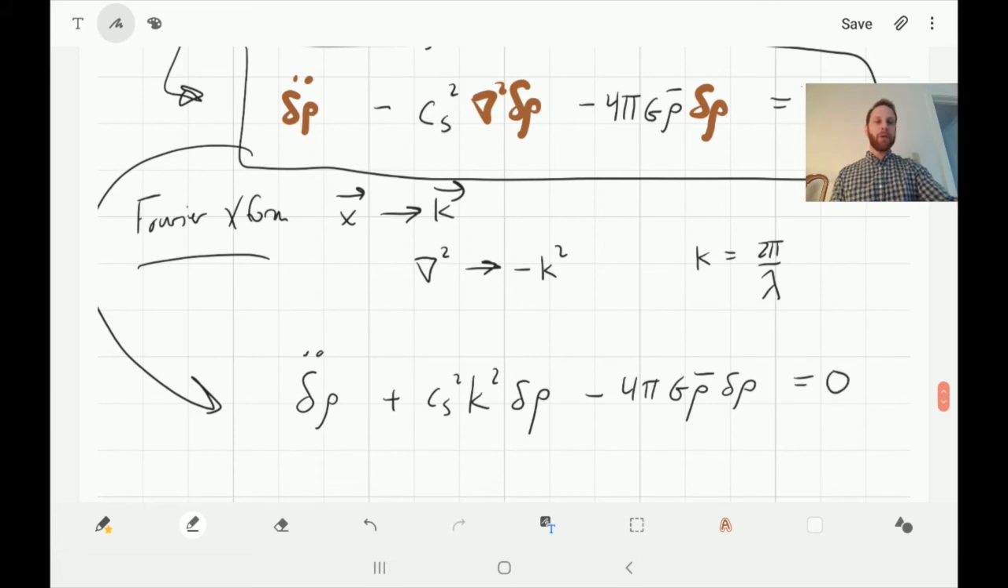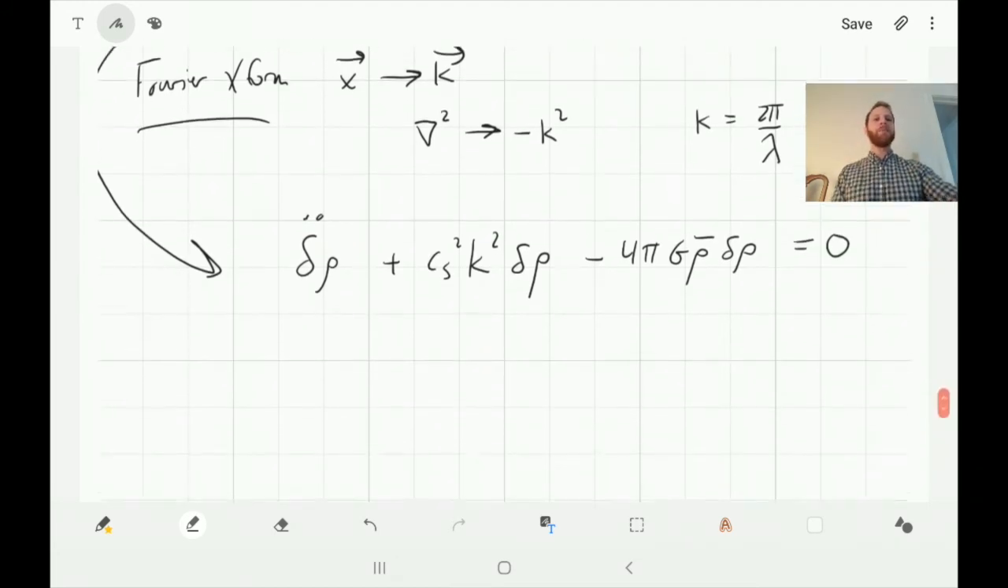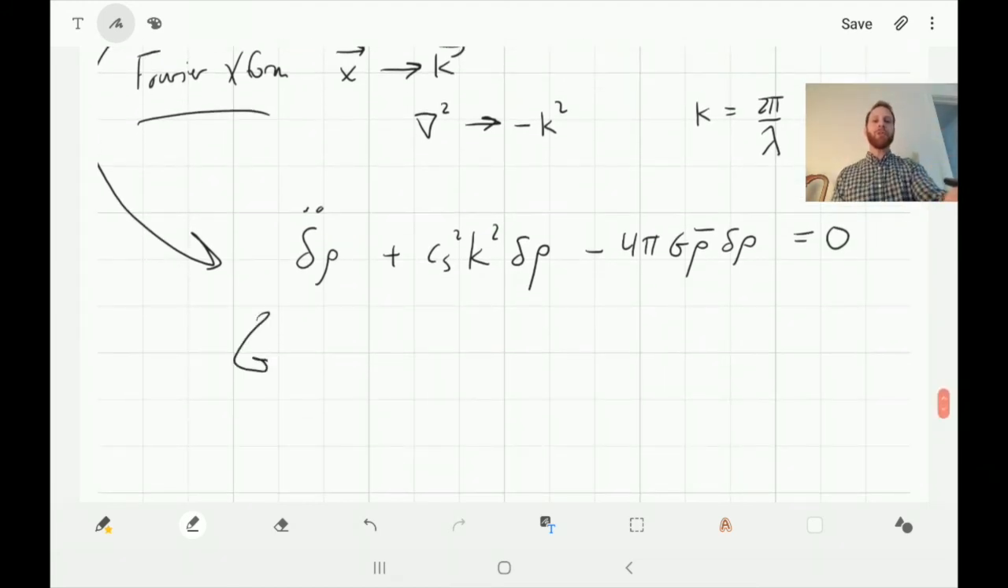And perhaps you can already see that the sign on the so-called pressure term, the one with the sound speed squared, is positive. The sign on the one with gravity is negative. That means that these two things are having an opposite effect. Let me lastly turn this around, or solve for delta rho double dot. So now it'll look even more familiar.